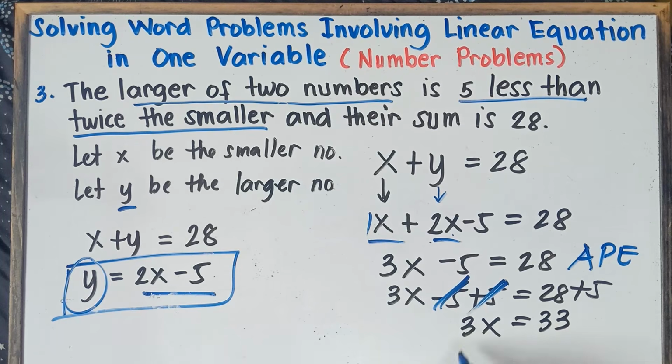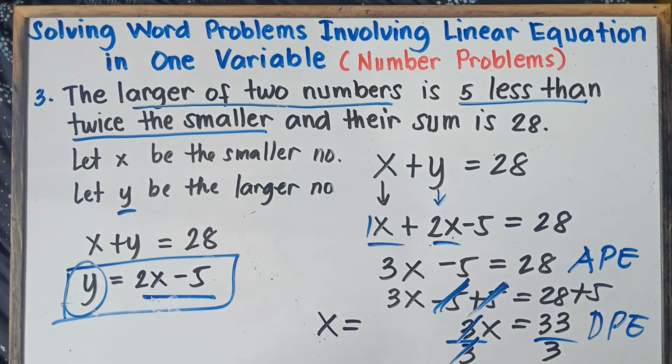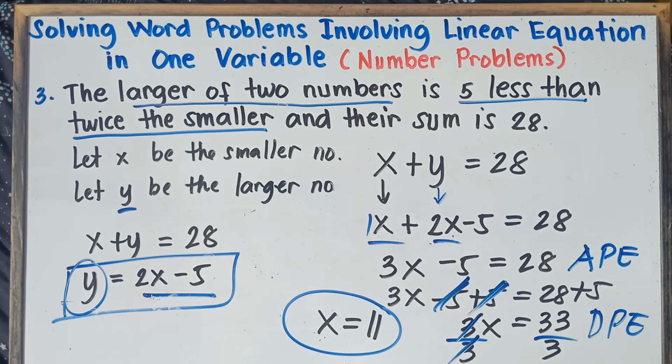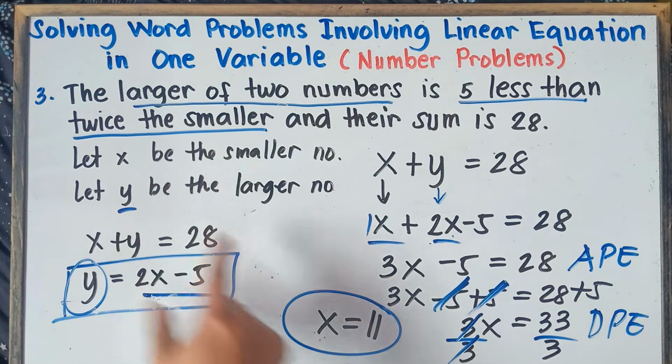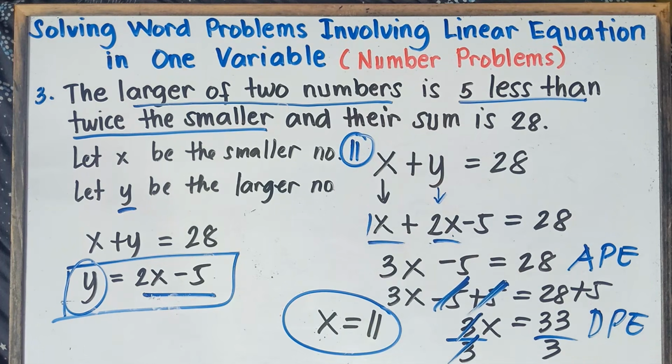And then simply divide both sides by 3. We can apply the division property of equality. Divide both sides by 3, cancel this out, and our x value is equal to 33 divided by 3. What's the answer, class? That's correct. That would be 11. That's the answer, class, with regards to our smaller number. Our smaller number is x, and x is equal to 11. So our smaller number would be 11.